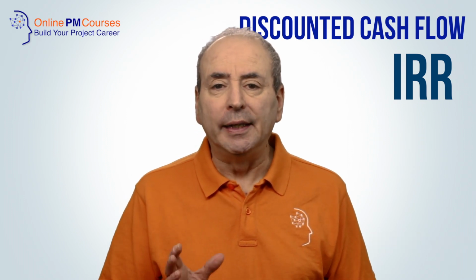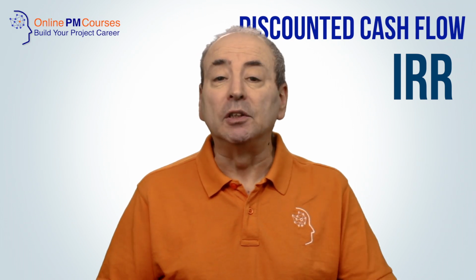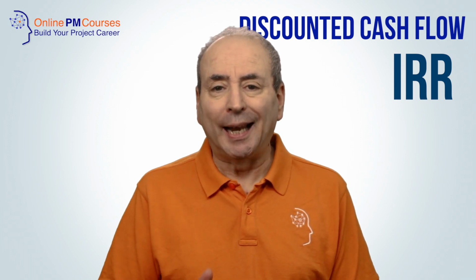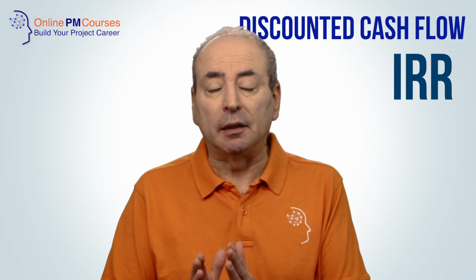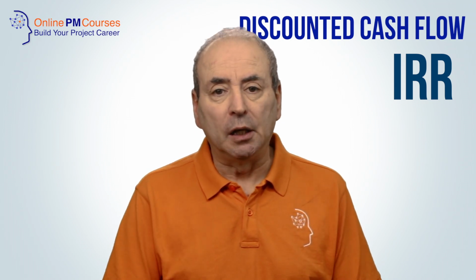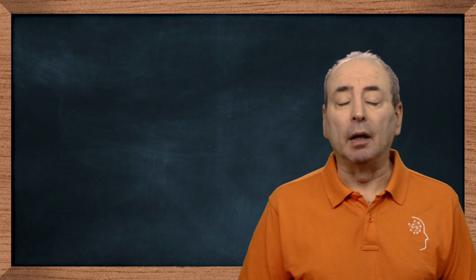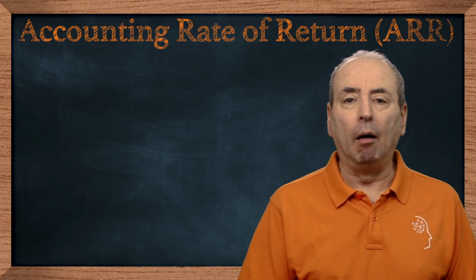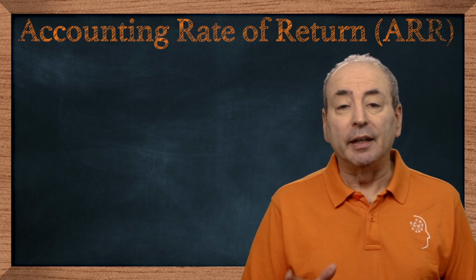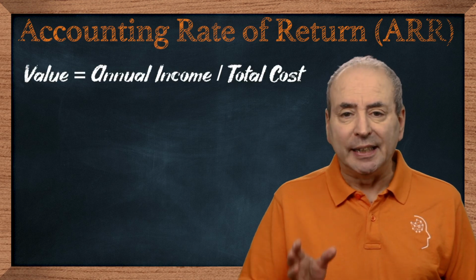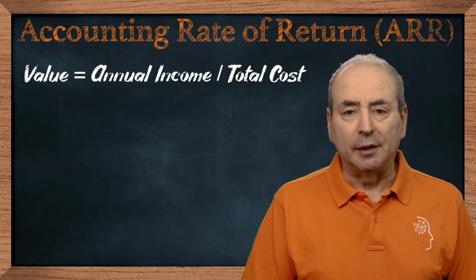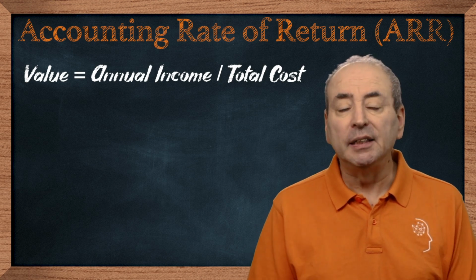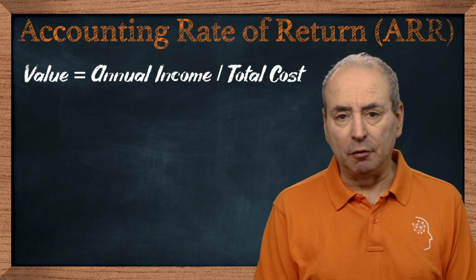Once again, we need to account for risk separately because the IRR calculation does not account for it. So, your IRR has to be big enough to account for the greater risk that a project incurs than other forms of investment. A simpler rate of return calculation is the accounting rate of return, or ARR. For this, we calculate the value of a project by dividing the annual income from the project by the total cost of doing the project. This has no consideration for the time value of money.